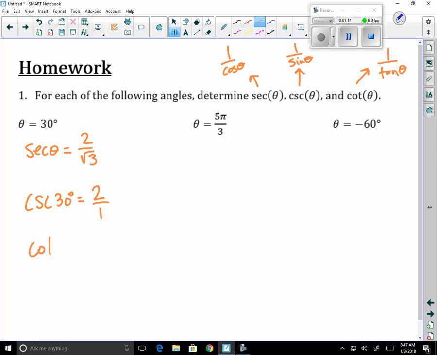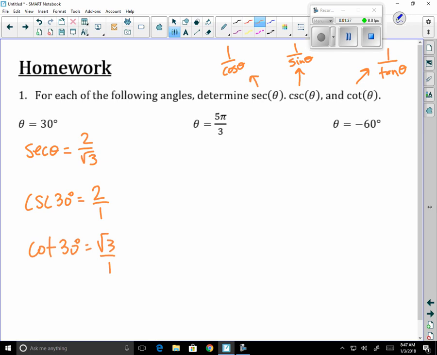If I want to find the cotangent of 30, well, the tangent of 30 is 1 over radical 3, so that would become radical 3 over 1. I'm not going to rationalize here. If you're accelerated, you should know to rationalize that secant of 30 up there, right? Make that 2 radical 3 over 3, but you get there on your own.